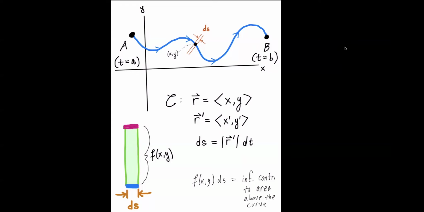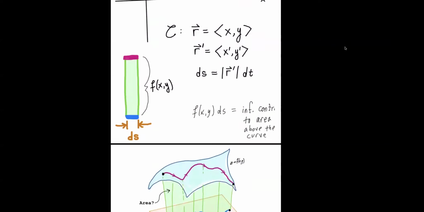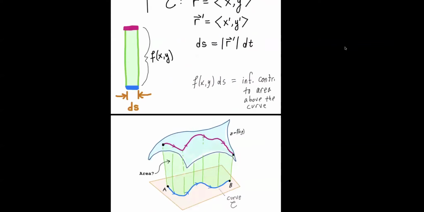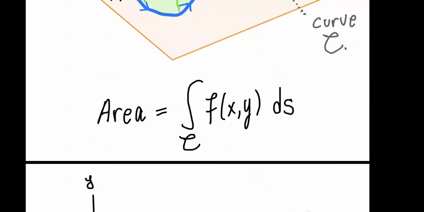So we get a perfect rectangle. The contribution to the area, the infinitesimal area over the curve and underneath the surface, would be the area of this rectangle, which is given by the height of the function times the width, ds. So f of x y ds, this is our infinitesimal contribution to area. And summing over the entire space curve, we get this formula for the area.